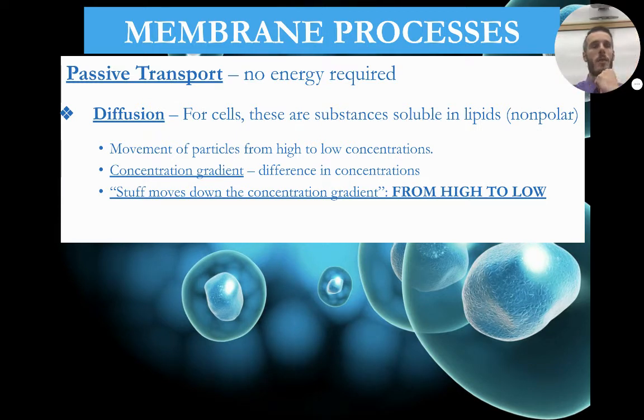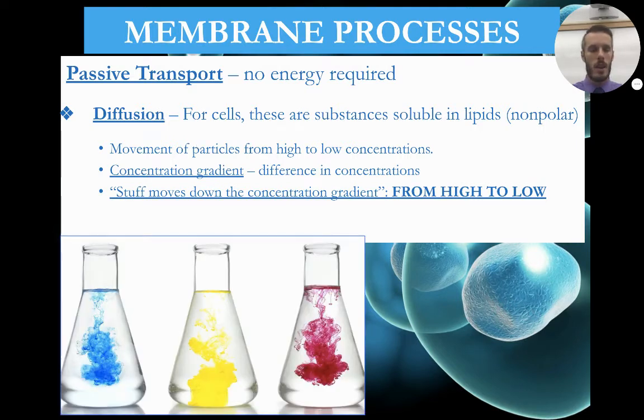Think about if you were in a room and there's a whole lot of people on one side, you probably don't necessarily want to be around all those people. So you would want to move away so that you would have a little bit more room for yourself. That's the same idea here: through the membrane, particles are going to move from high to low concentrations, basically down the concentration gradient. The concentration gradient is just the difference in concentrations on either side of the membrane, and the movement in diffusion is going from high to low.